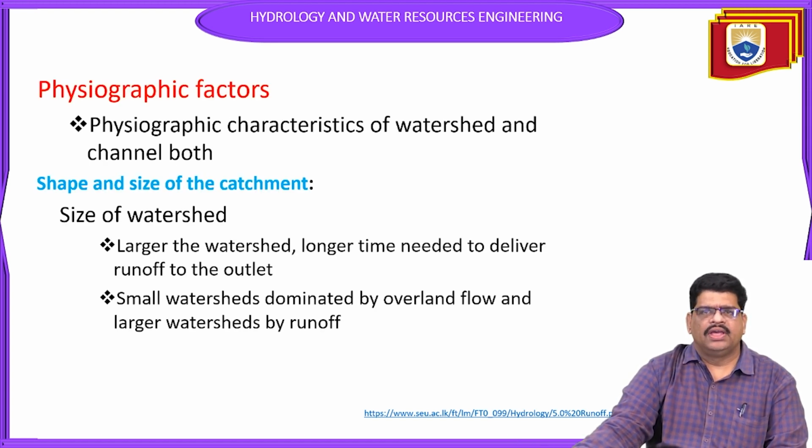Next are the physiographical factors. What are the physiographical factors, and how can they affect the runoff? This is very important. The physiographical characters of the watershed of the channel are the shape and size of the catchment. Let us see the size of the watershed. In a large watershed, a longer time is needed to deliver the runoff to the outlet, and small watersheds are dominated by overland flow, while large watersheds are dominated by channel flow.